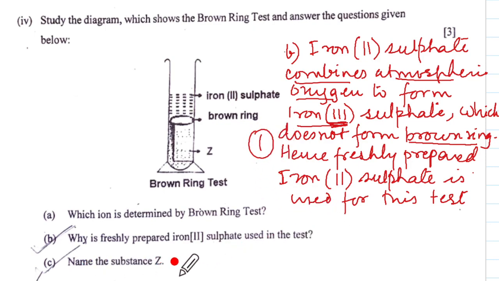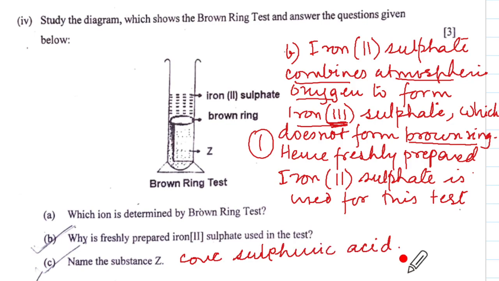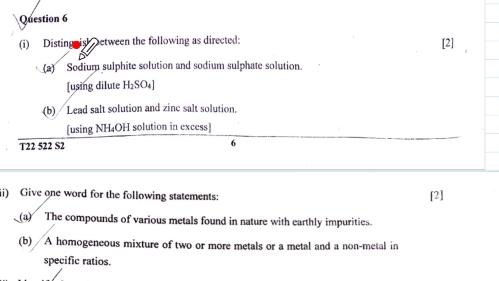Then name the substance Z. Right in the beginning, what did we say? It is concentrated sulfuric acid. That finishes our question 5. Now we come to the last question, that is 6th question. The first subpart says distinguish between sodium sulfite and sodium sulfate using H2SO4, lead salt and zinc salt using NH4OH. Now we'll have to make 3 columns for that. So let's see how we write it.